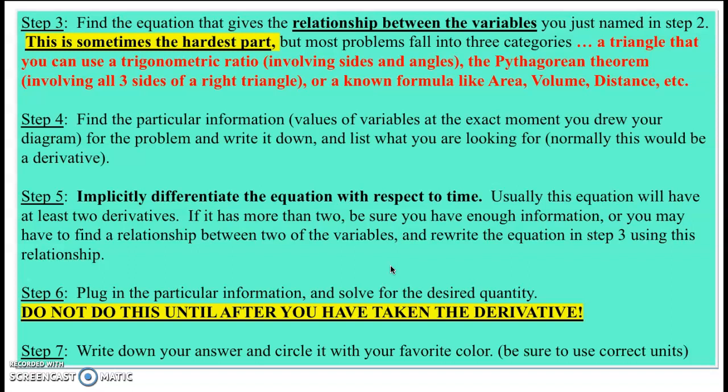Step 6, we're going to plug in the particular information and solve for the desired quantity. Remember, don't do this until you do step 5. You have to make sure you take a derivative first and then plug in that information. If we plugged in the information first into the expression, we usually would get just a bunch of numbers and the derivative would be 0. So we have to first find the derivative implicitly, then plug those values in. And then step 7, write down your answer and circle it with your favorite color.